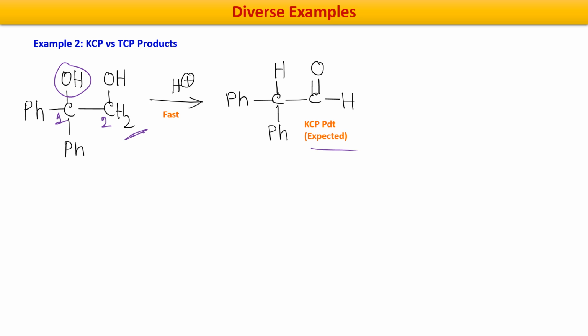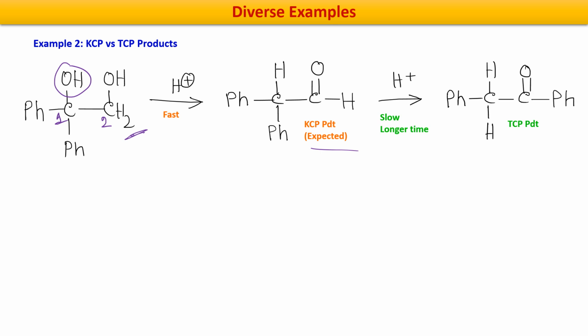Now what will happen if you keep this molecule for a long time in this acidic condition? Then there will be some slow reaction with longer time. Now look at the TCP product, as if this Ph and H have exchanged their position. Now if you simply forget about Pinacol rearrangement, just look at the 2 molecules. This molecule is C double bond O and we have hydrogen attached to it, and this molecule is C=O attached to Ph. Now because of some conjugation with this C double bond O and the C=C double bonds in the Ph ring, this molecule is more stable.